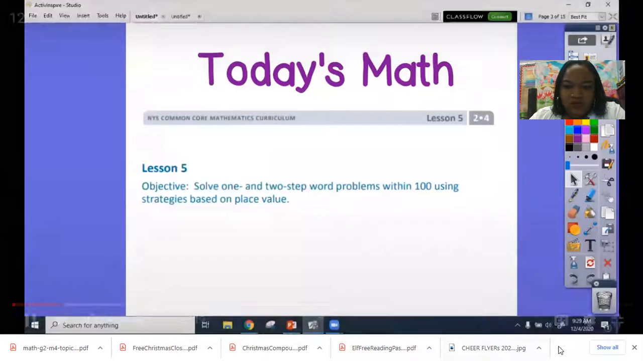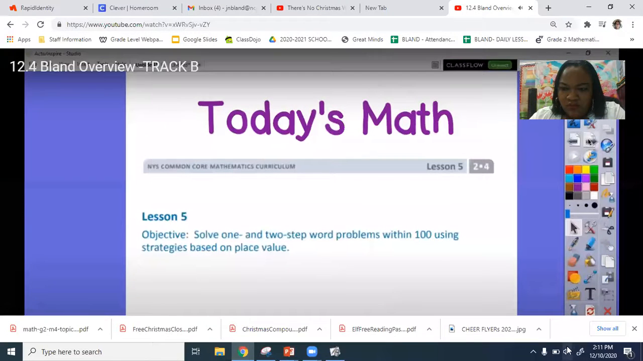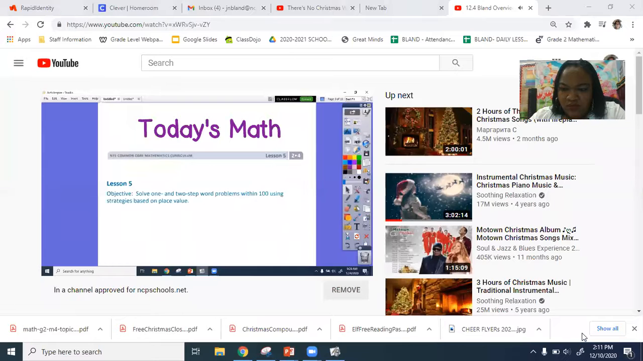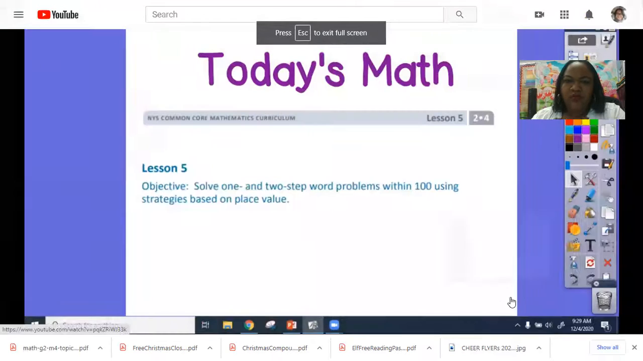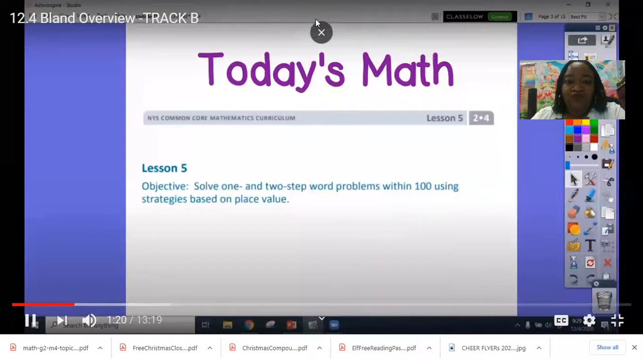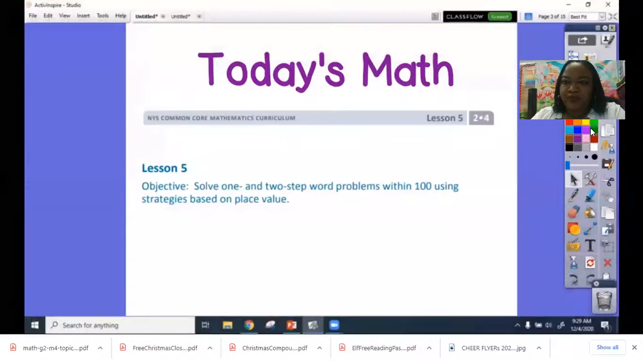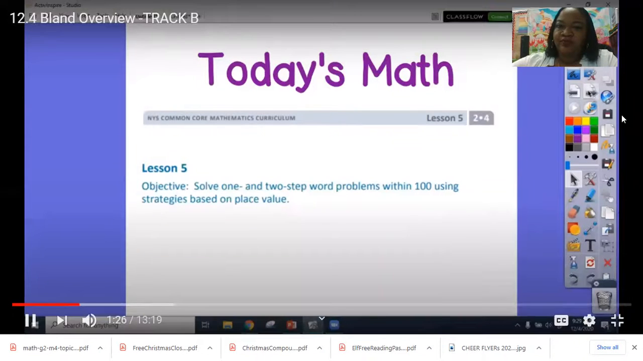So today's math, Ms. Bland wants to just make sure you understand today's math, and we will of course go over it next week some while you're with me face to face. So just want to make sure you're okay. Today's math is something that you'll work on for the rest of your life. They're called word problems. So for lesson 5, our objective is to solve 1 and 2 step word problems using 100 base strategies for place value.